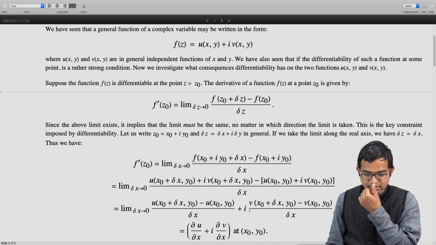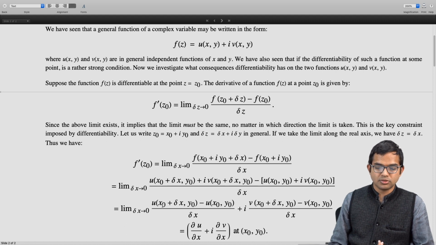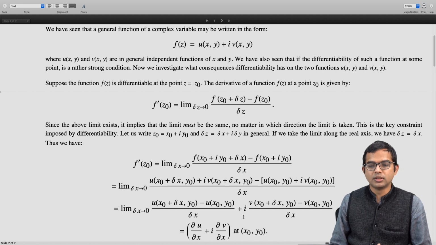So now this is nothing but the partial derivative of u and of v. There's an I sitting here as well, because when you take this limit delta x, you're making a slight perturbation only along the x direction, right? So you have dou u by dou x, and the second term is nothing but I times dou v by dou x. It's a partial derivative of this function v at x0 comma y0.